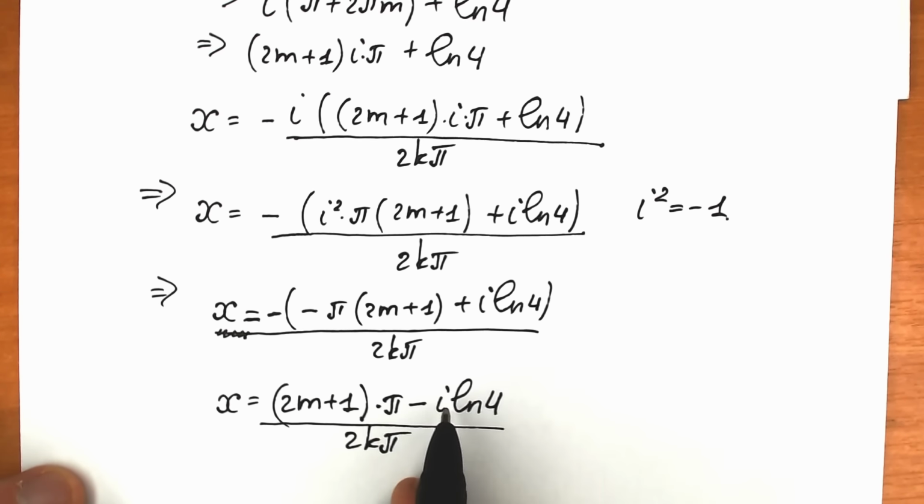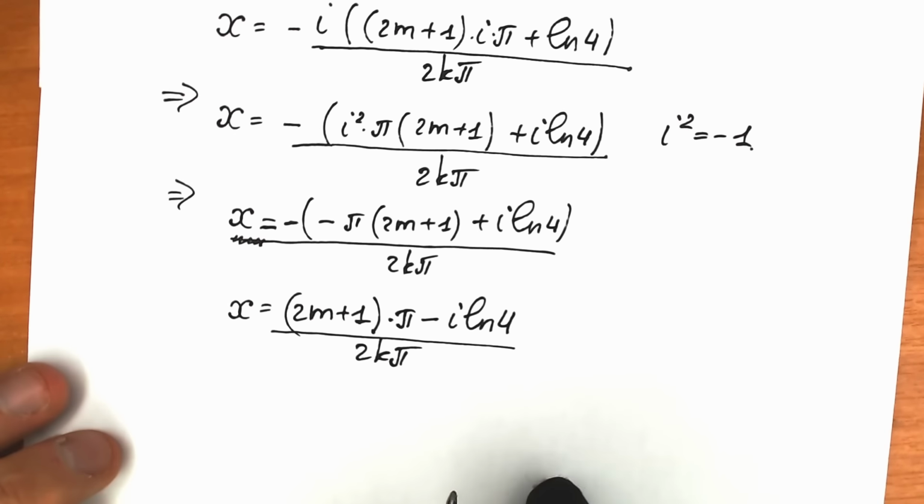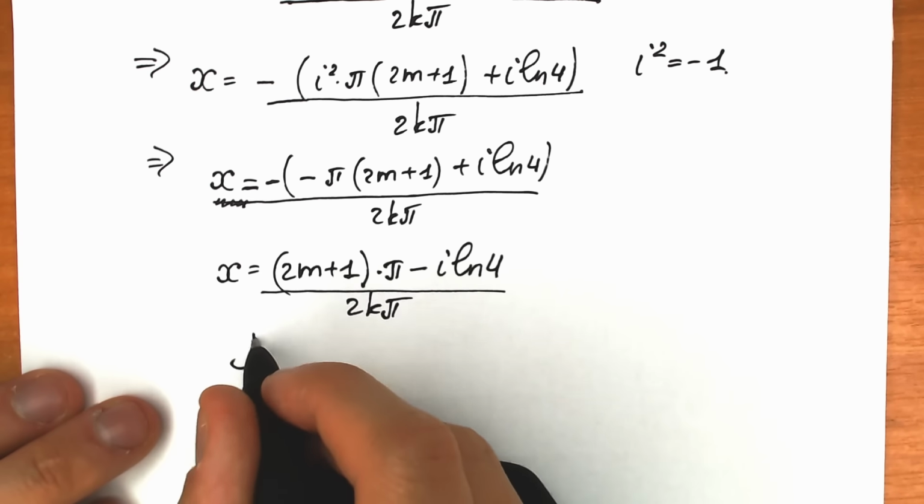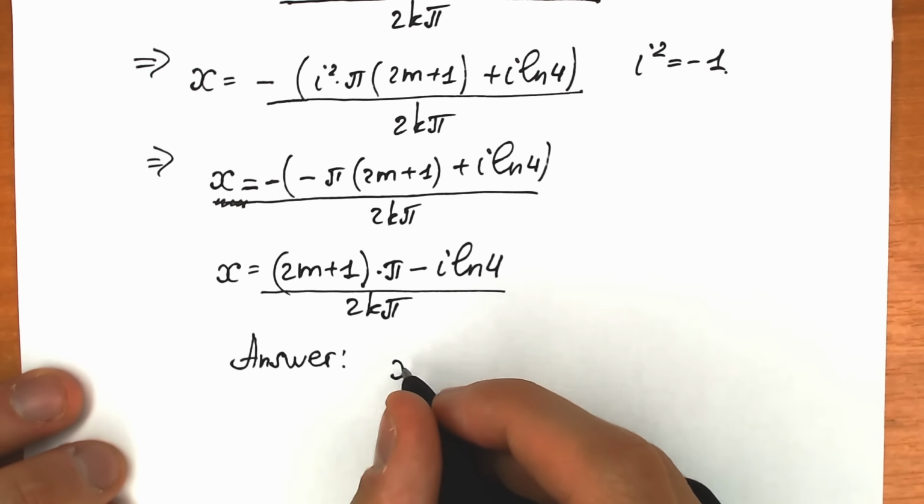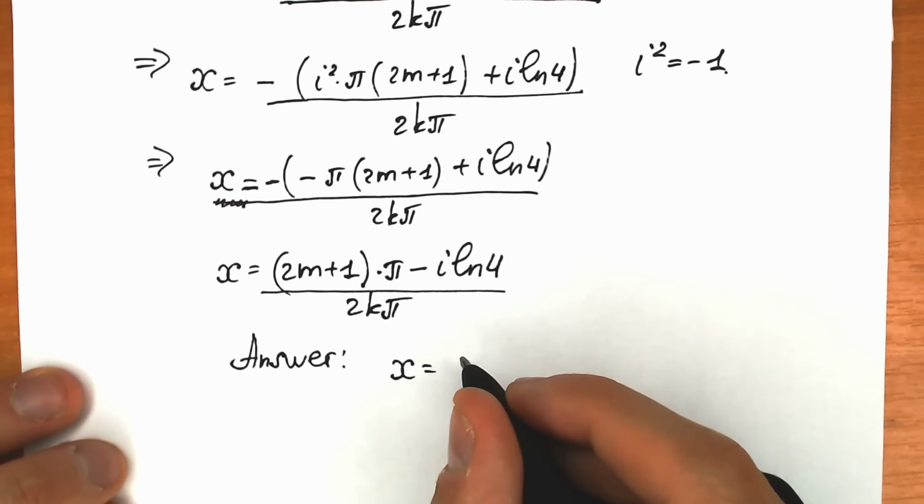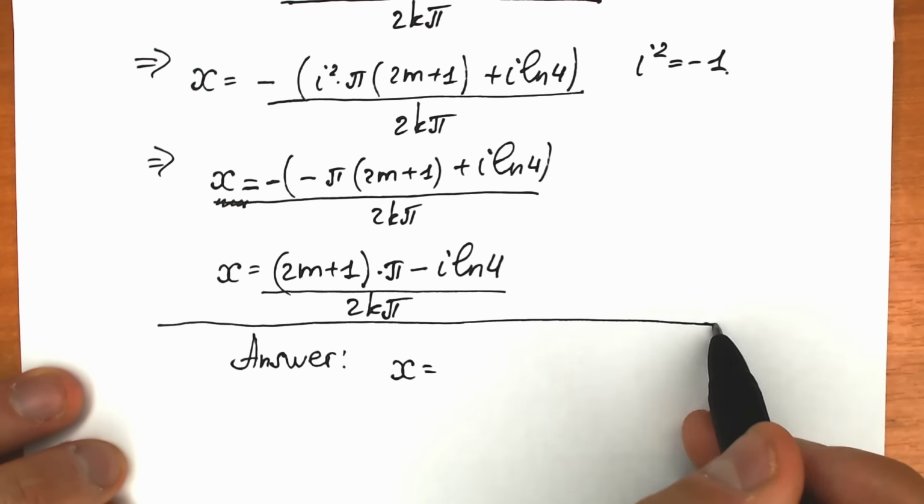We have pi, we have I, we have complex units right here. So everything is great, I guess. So let's write our final answer to this question. Our final answer, x equal to 2m plus 1. So let's split this part with this final answer.